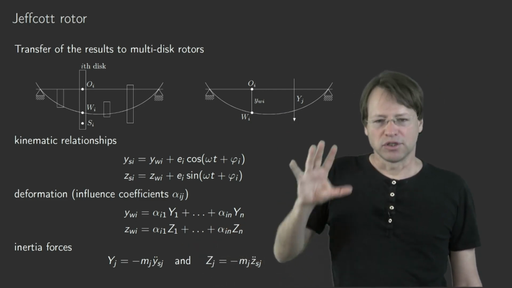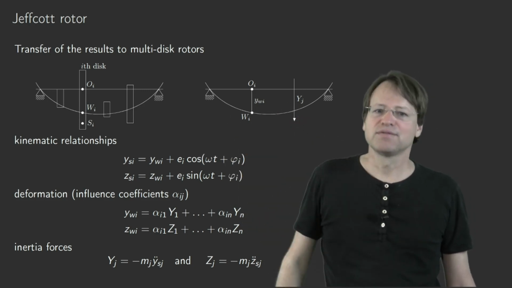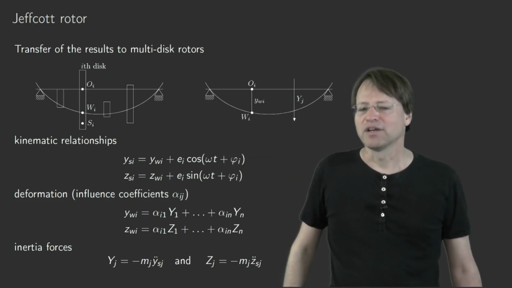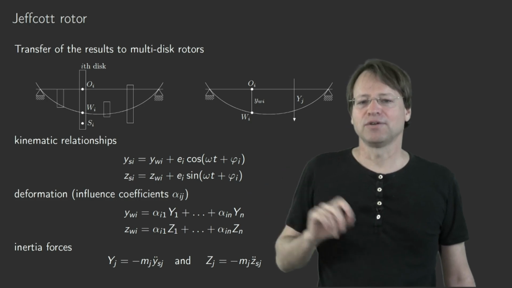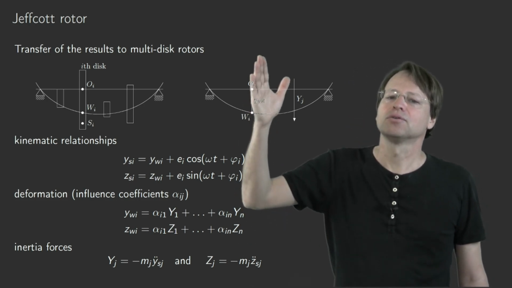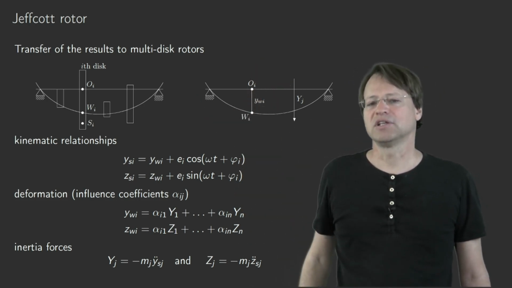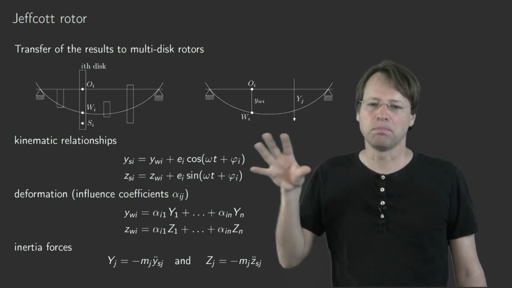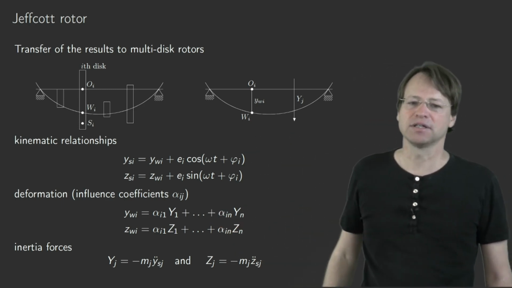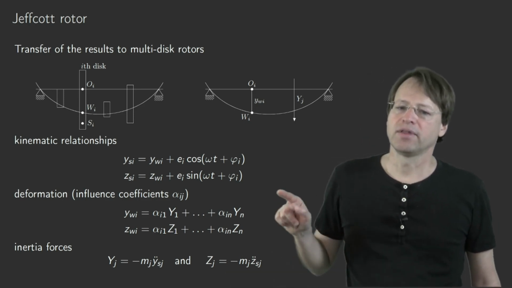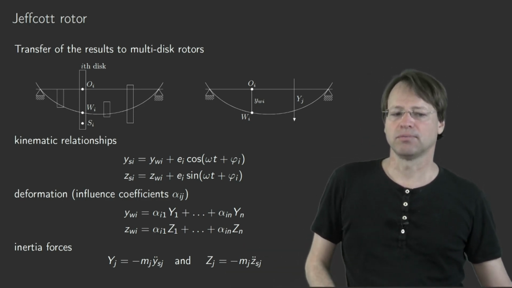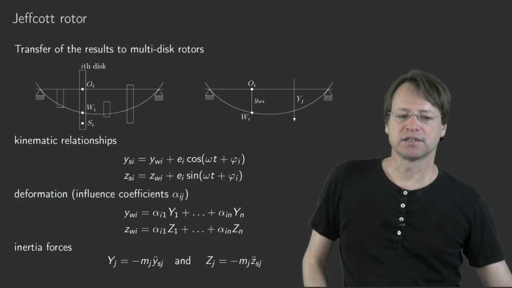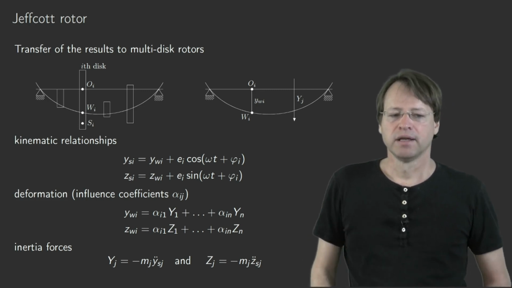So if you are still in the mood of the last video, then forget for the moment about any angular momentum. Nothing is included here that leads to an inclination, so we do not consider inclination of the disks here. We go back to the simple case of the classical Jeffcott rotor, and therefore this contribution from the linear momentum theorem is sufficient here.